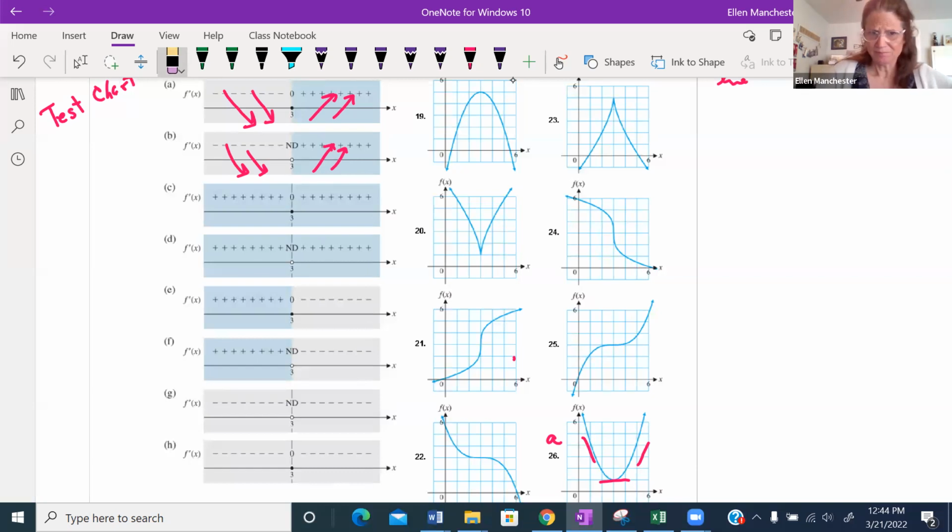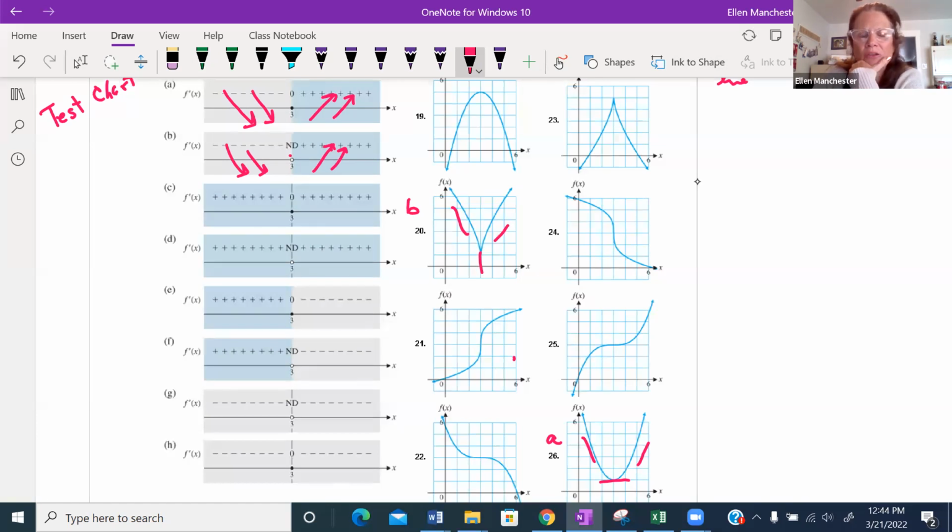Anyone want to guess for B? Okay, Brandon says 20. Okay, so let's try it. So we have it downhill, which is what we wanted, and then it goes to vertical, which is what we wanted, and then it goes uphill, which is what we wanted. Good. So this one is B.